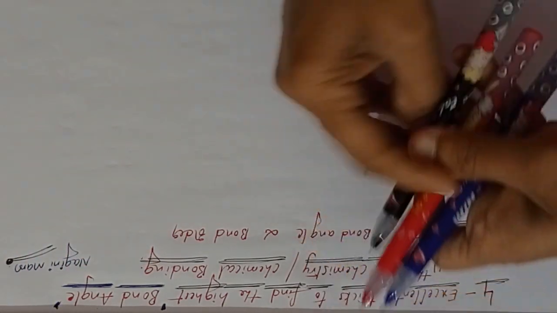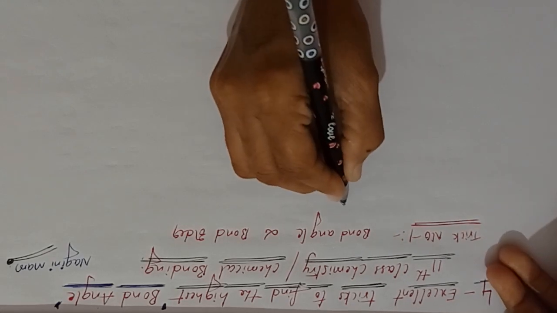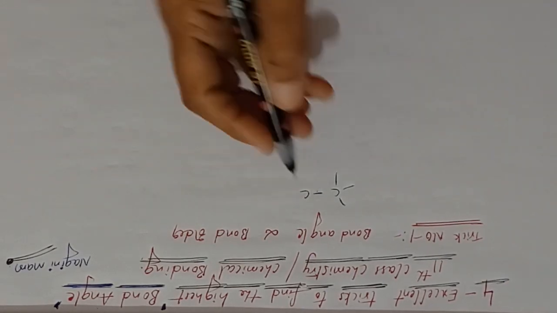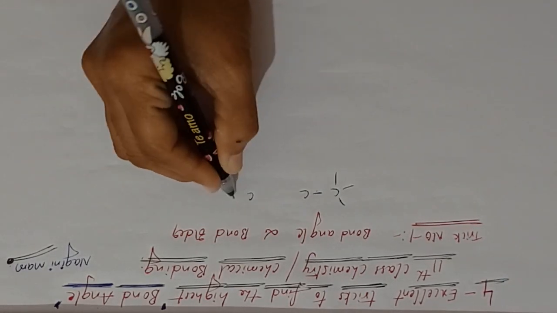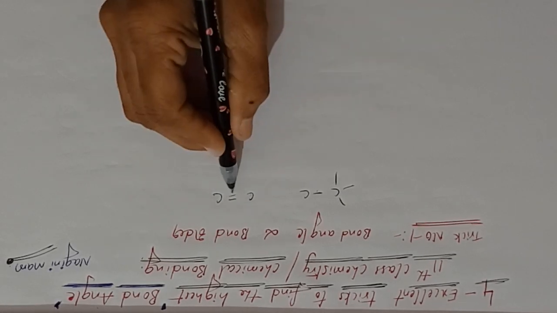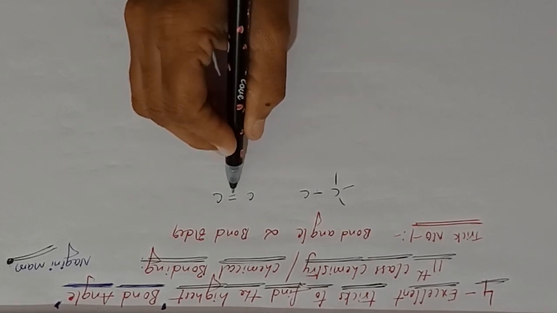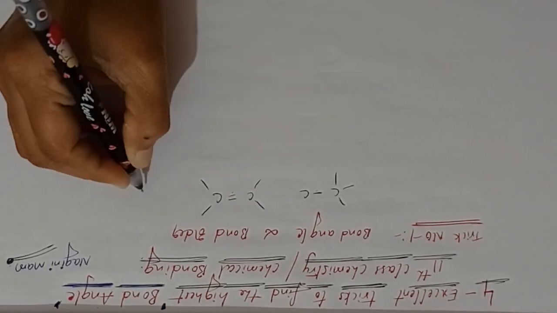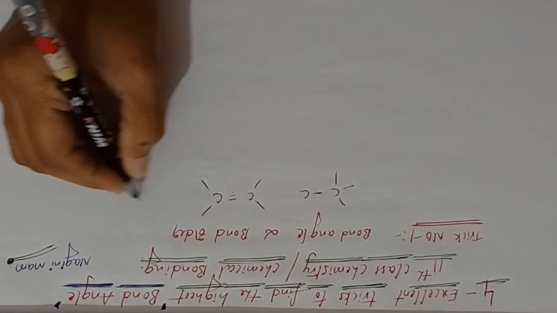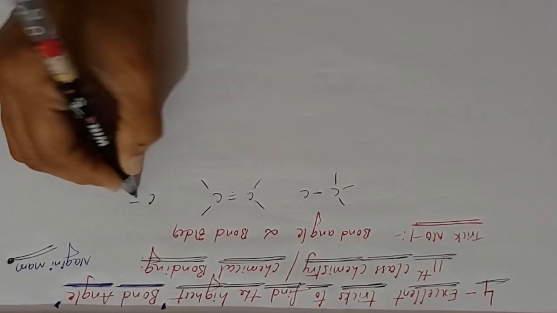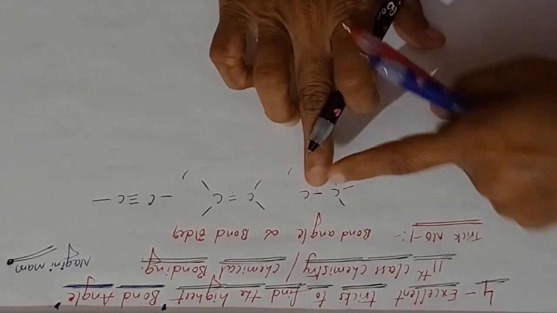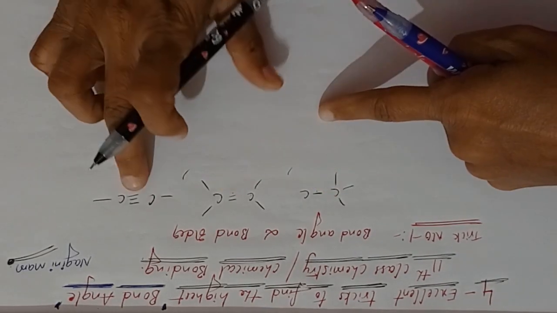For example, bond order equals 1 means the nature of the bond is a single bond. Bond order equals 2 means a double bond. Bond order equals 3 means a triple bond. Clear? So take 3 examples here: this is the single bond, this is the double bond, this is the triple bond.